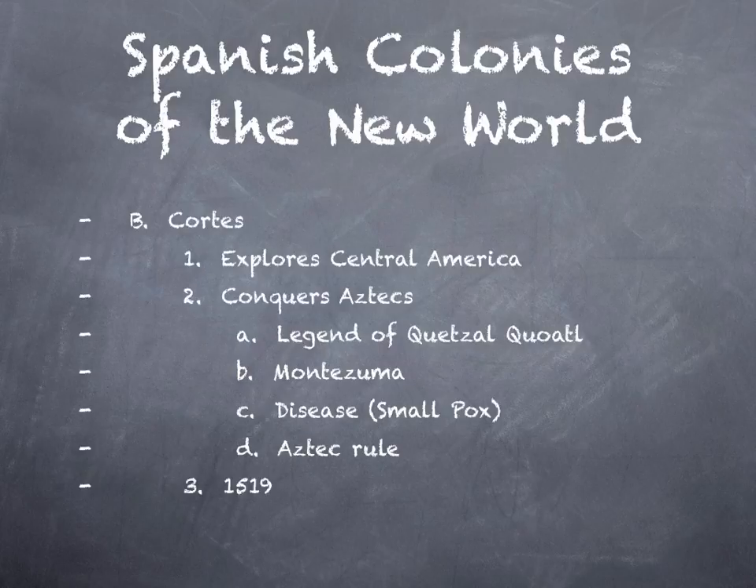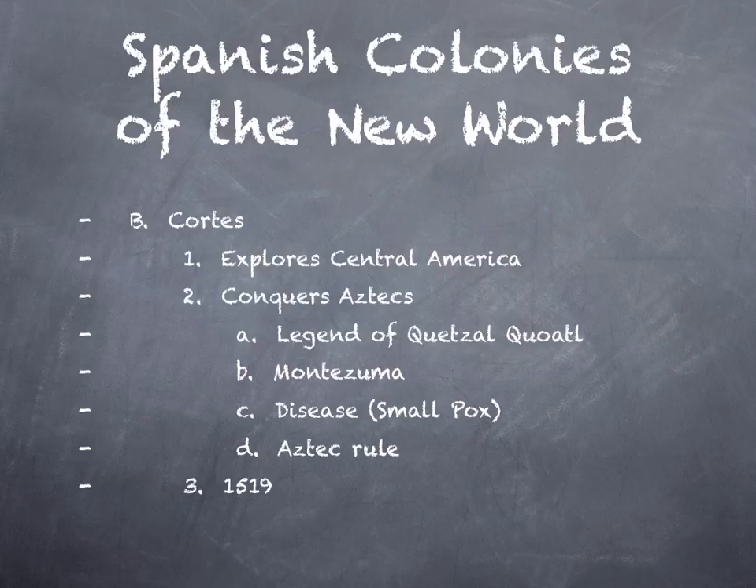Another notable conquistador is Hernan Cortes. Hernan Cortes explores really primarily Central America and conquers the Aztecs in the year 1519. Again, some of this is due to a little bit of luck here. When Hernan Cortes shows up, he comes from over the sea. He's pale skinned and he has facial hair, which seems like an odd thing, especially if you're Native American, because Native American populations did not grow facial hair.